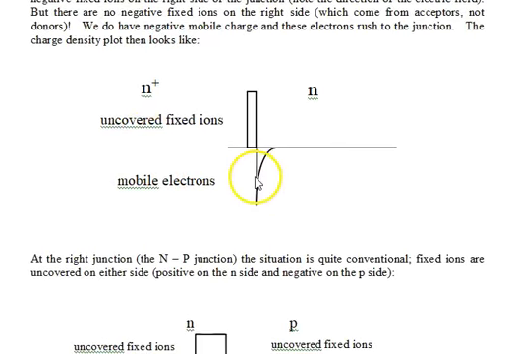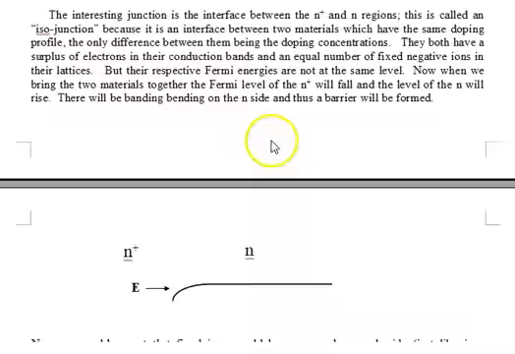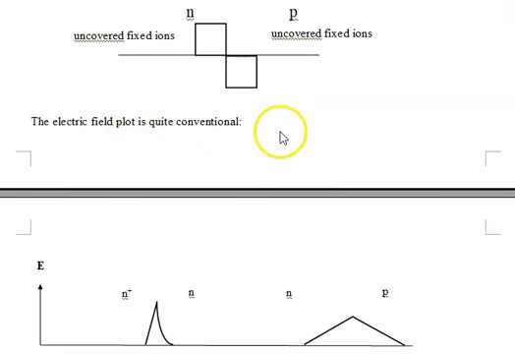Electrons being attracted means negative at the interface, whereas on the N plus side, we uncover positive fixed ions, and there is a positive charge density. At the other interface, B, that's a standard one. We uncover positive ions on the N side, negative ions on the P side. They are equal doping, therefore the charge densities are equal, and that's quite conventional.